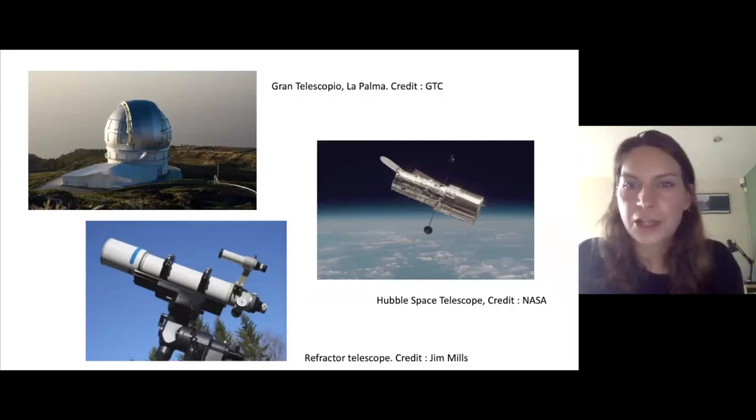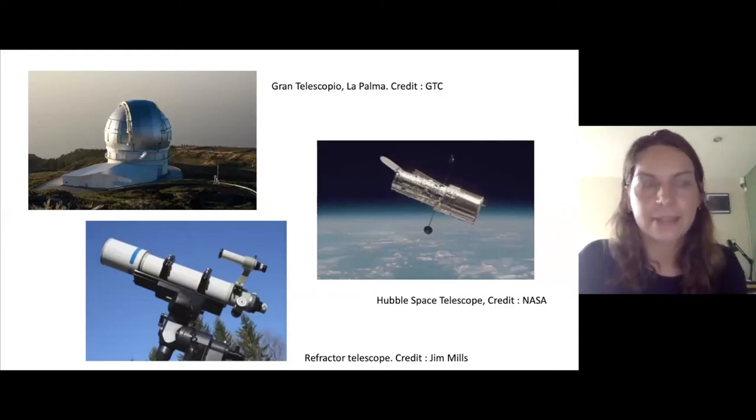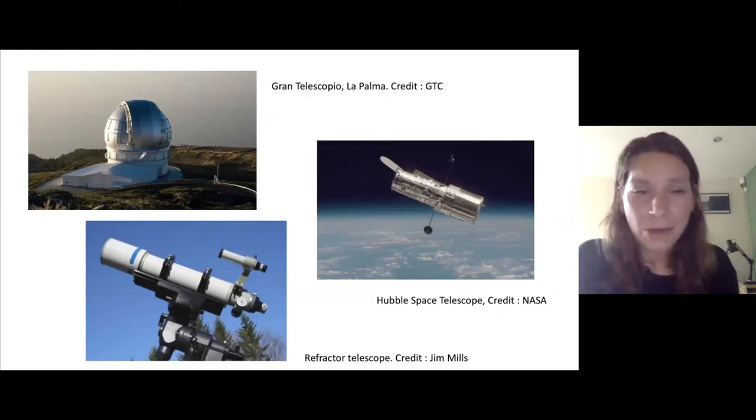Our second image here on the right is the Hubble Space Telescope. So you may recognize this. This is up in orbit around the Earth. And the resolution of the Hubble Space Telescope is about 0.1 arc seconds, so about 1,000 times better than the human eye.